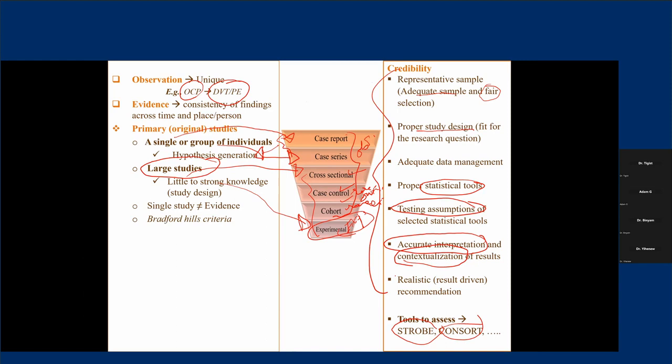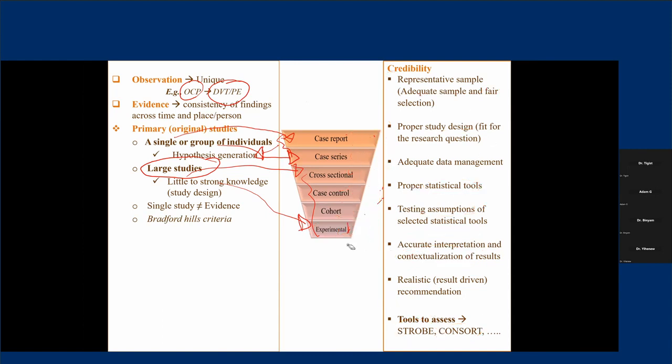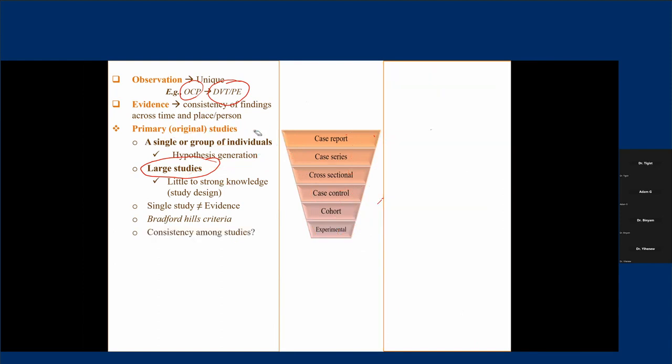So if you see the criteria, there are a number of things which can be assessed in terms of the credibility markers that we have discussed here. But in addition to that, Bradford Hill's criteria recommends that for something to be taken as a cause-effect relationship or as an evidence, we have to demonstrate consistency of findings across place and time. So the place of demonstrating consistency across different period and time is very important, and we should not take that for granted. So how do we assess consistency among studies?